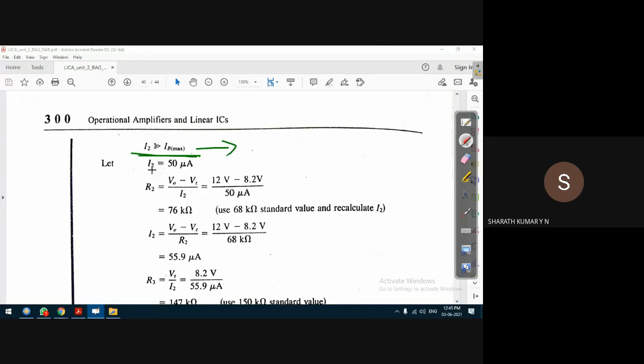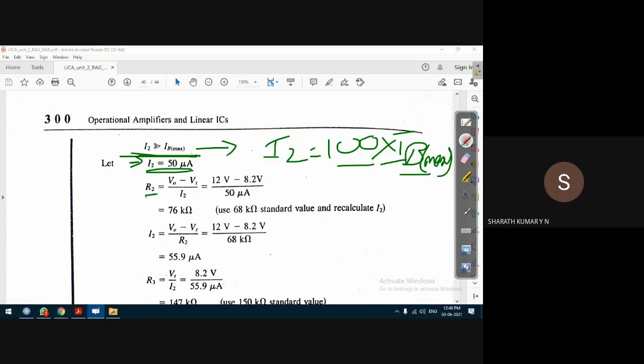By what value? I2 is assumed to be at least 100 times IB max. It is not given in this step, nor in this Ramakant Gaikwad book, but it is given in the David Abel book, in the earlier chapters. The author assumes at this point that we know how we get this value. We get it by multiplying IB max by 100. We assume that I2 is at least 100 times larger than IB max, so that R2 and R3 can be reduced.